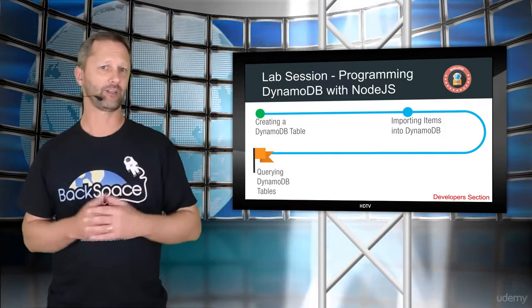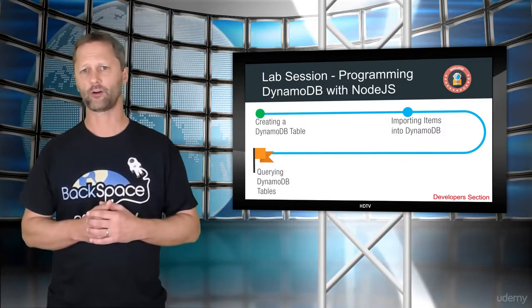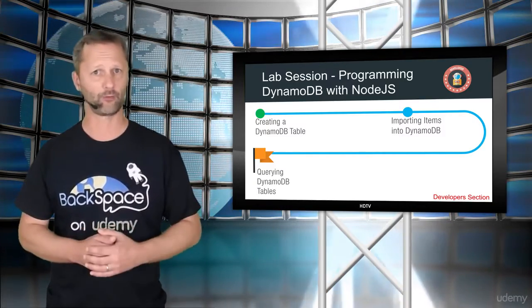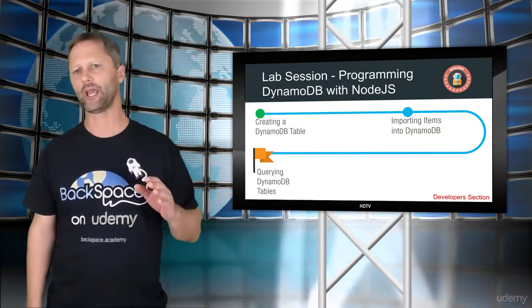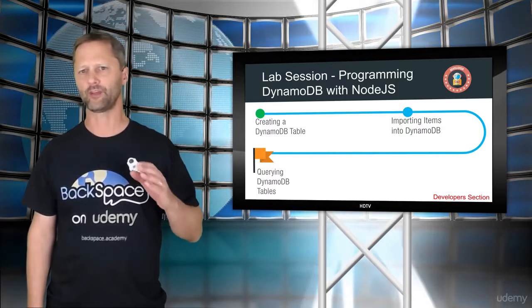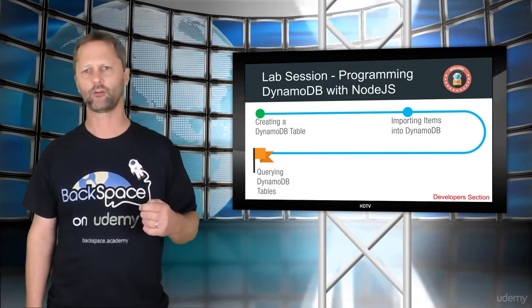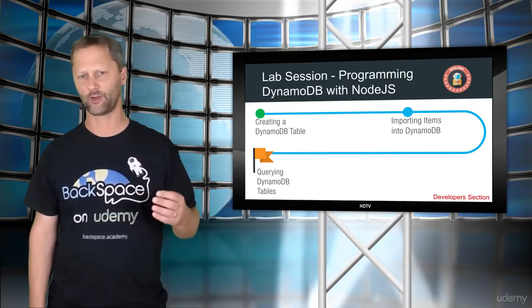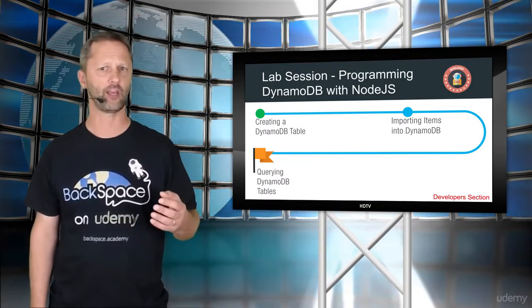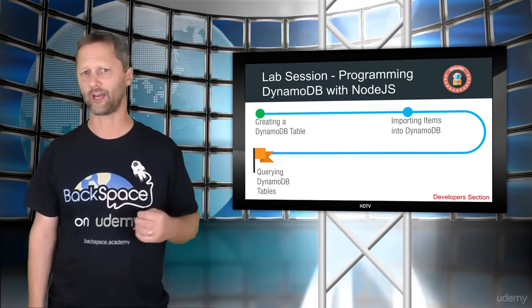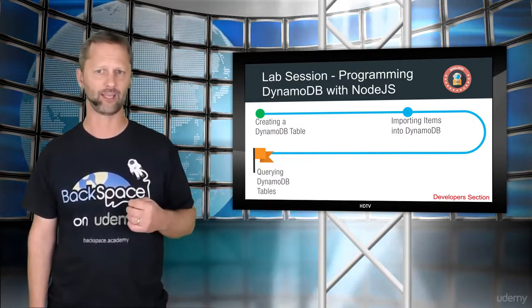So in this lab session, we're going to start off by creating a DynamoDB table because we can't really do anything without that. And then we'll look at importing data into DynamoDB as items. And the way we're going to do that is we're going to use the NodeJS software development kit to write an application that will read data in a JSON file and then import that data into a DynamoDB table.